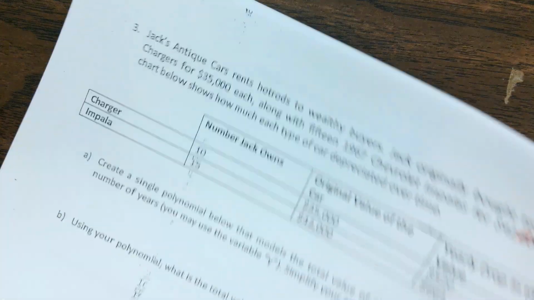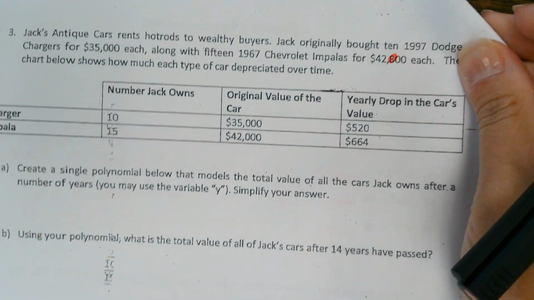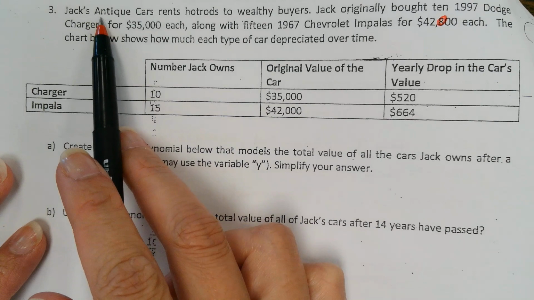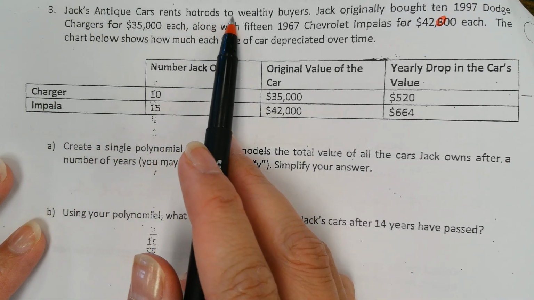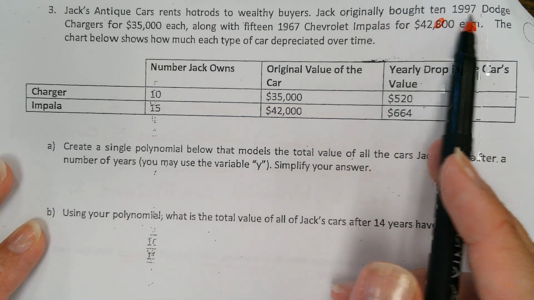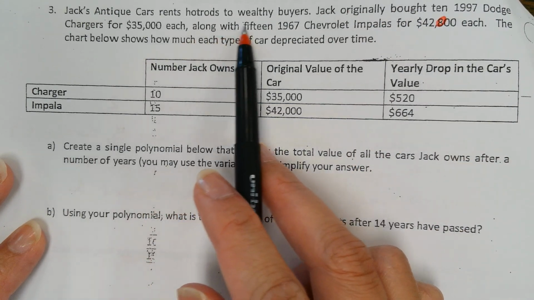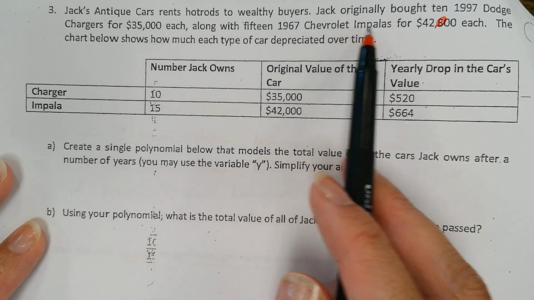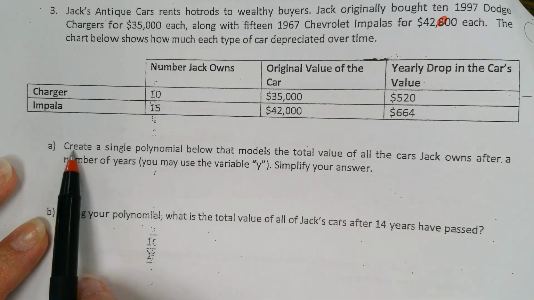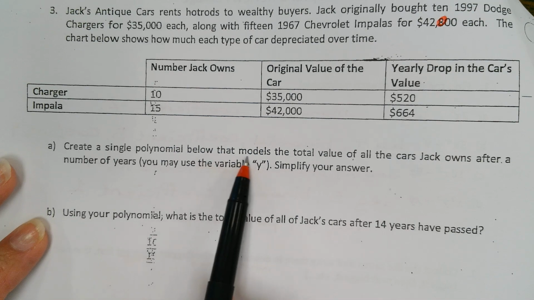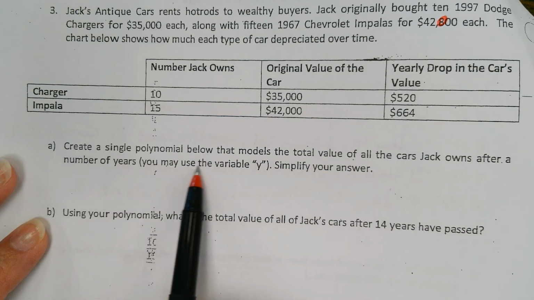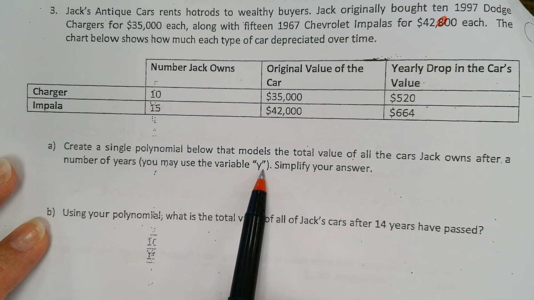Number 3, last one that we'll take up for today, and then I'll let you guys finish the rest for homework. So Jackson T's car rents hot rods to buyers. He bought 10 Dodge and 15 Chevrolets. Okay, so here's the thing. Create a single polynomial below that models the total value of the cars Jack owned after a number of years. You may use the variable y to represent years.